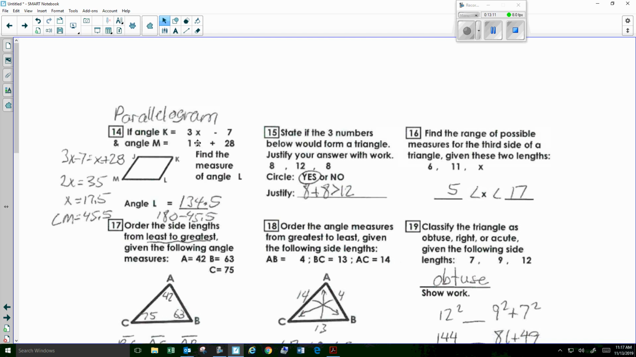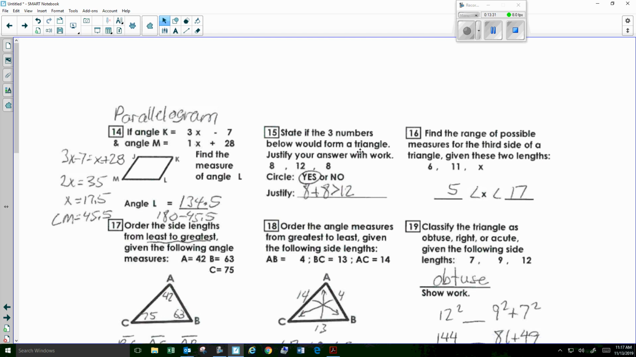For angle M, for example, plus 28 is 45.5. Okay, so angle M is 45.5. Well, we know these two are supplementary. Same side interior angles are supplementary. Okay, so 180 minus the 45.5 gives me 134.5 for L.